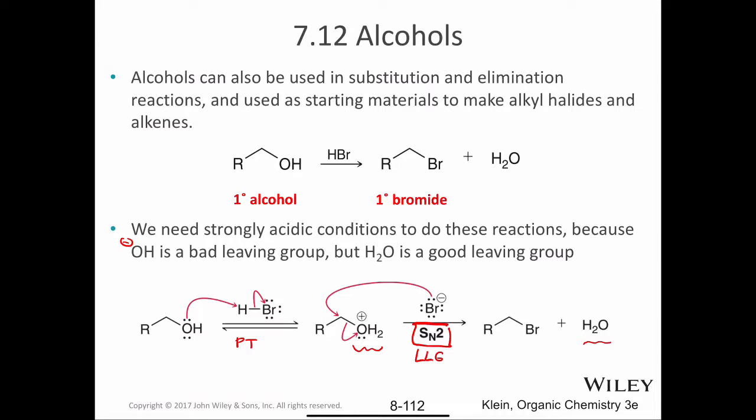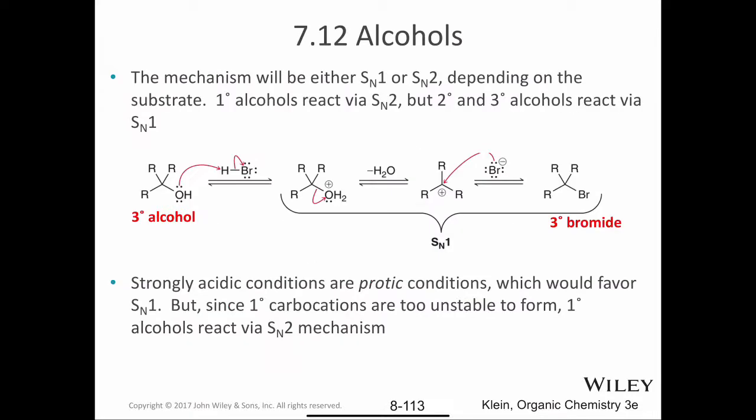So this is kind of interesting because we're converting an alcohol directly to an alkyl halide. So again, we're converting something that is a poor leaving group, an alcohol or a hydroxide, into something that's a good leaving group, a bromide. Furthermore, if we take a tertiary alcohol, so this slide deals with a tertiary alcohol, it says here the mechanism will either be SN1 or SN2 depending on the substrate.